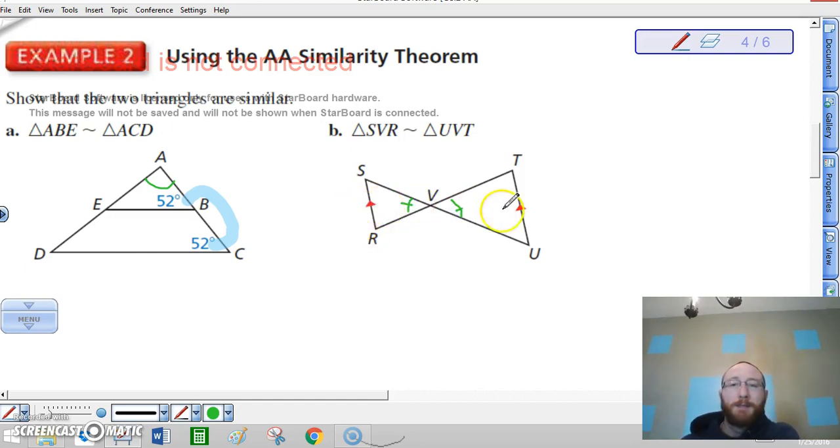And now I see this marking for parallel lines. I know that's pretty important. So what I'm going to do is extend the lines just to help me visualize a little better. So we're going to extend that line, and I'll make this my transversal.